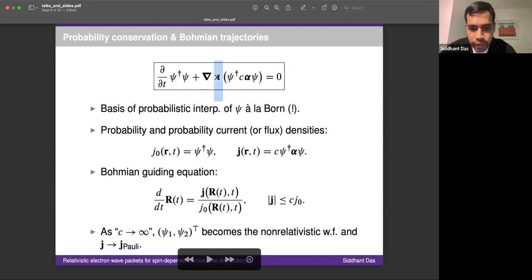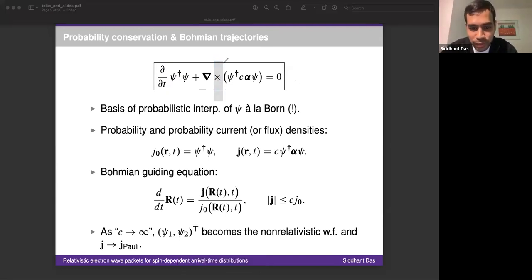There is a mistake here. I'm sorry. Thanks, Shirley. This should be a divergence. I don't know why it's a curl. Thanks. I was actually expecting something totally funny here. Sorry about this.